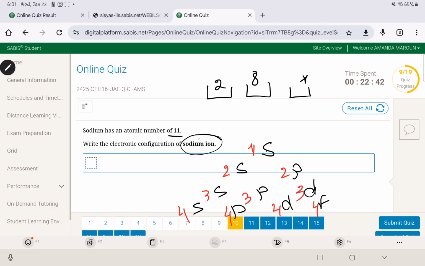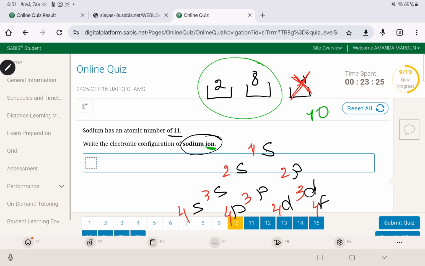But they need a sodium ion. But here's the thing. Is it easier for sodium to gain 7 electrons so it has the configuration of 8 valence electrons? Or is it easier just to lose 1 electron and then it has the electronic configuration of a noble gas? Very simply, it's easier for it to lose 1 electron. So that is why it is going to be only 10 electrons. So please pay attention if they ask for the sodium ion or for the sodium atom. This word is very important.